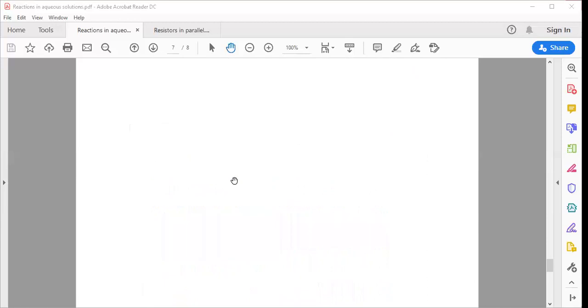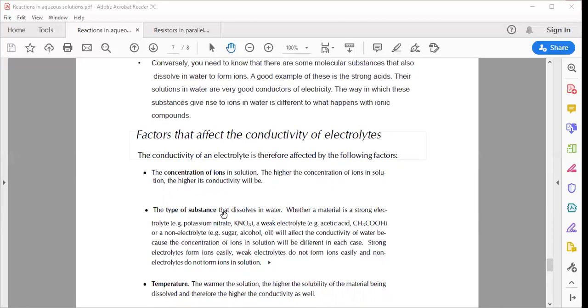Then next one, you've got your type of substance, right? The type of substance that dissolves in water. Whether a material is a strong electrolyte, for example, potassium nitrate, or a weak electrolyte, for example, vinegar or acetic acid, right? Or a non-electrolyte, for example, sugar or alcohol or oil, right? It will affect conductivity of water because the concentration of ions in solution will be different in each case.